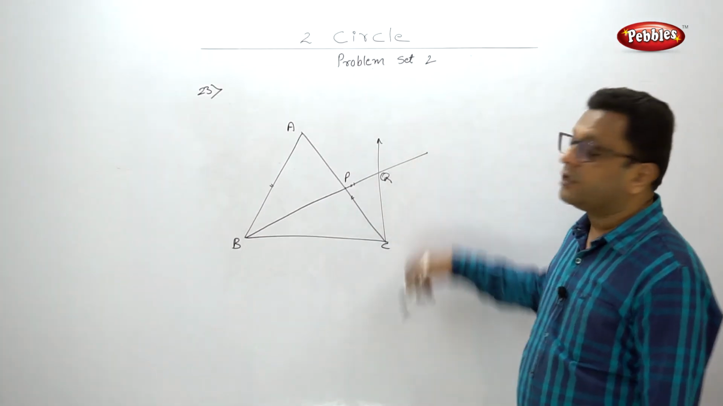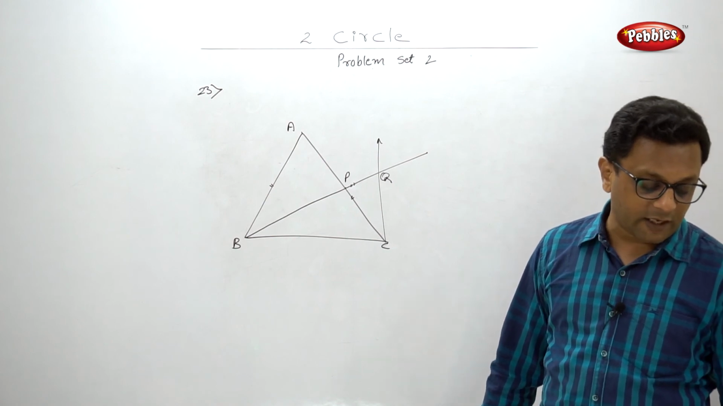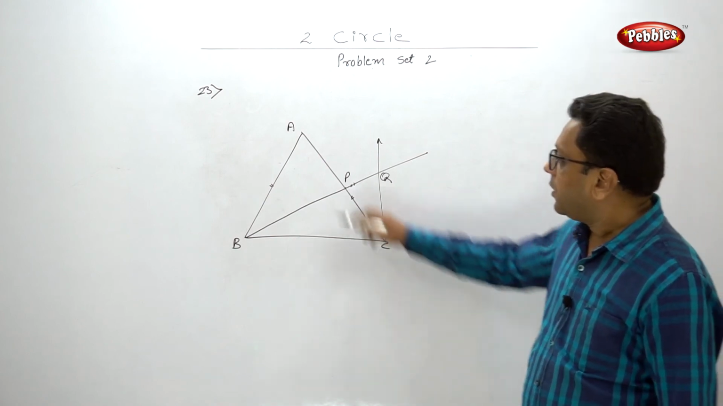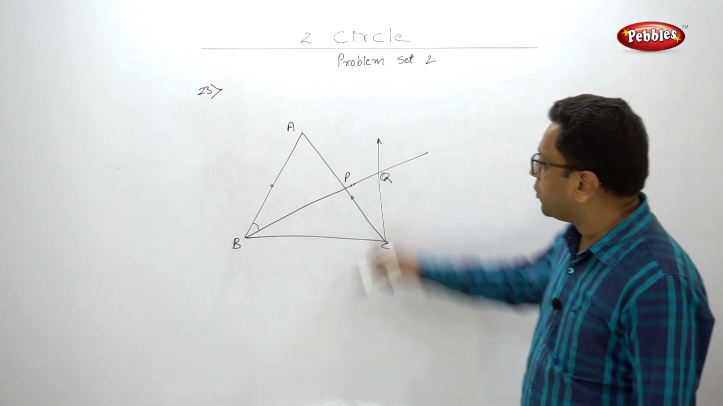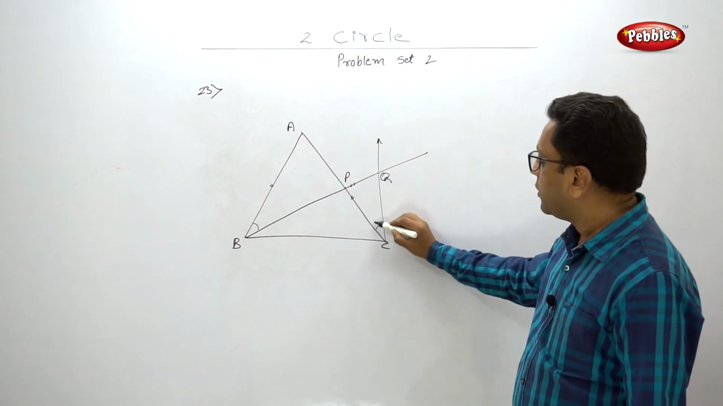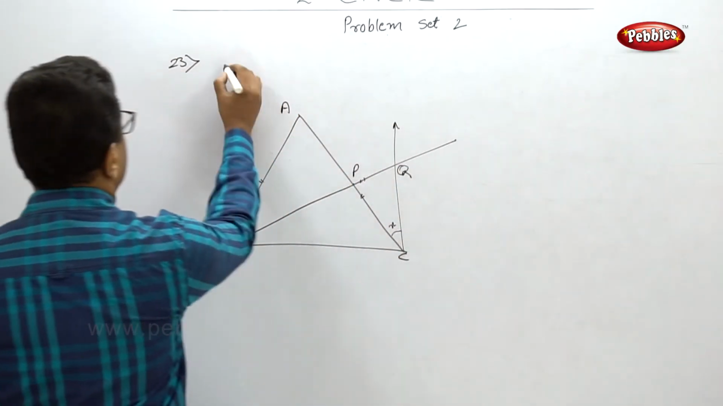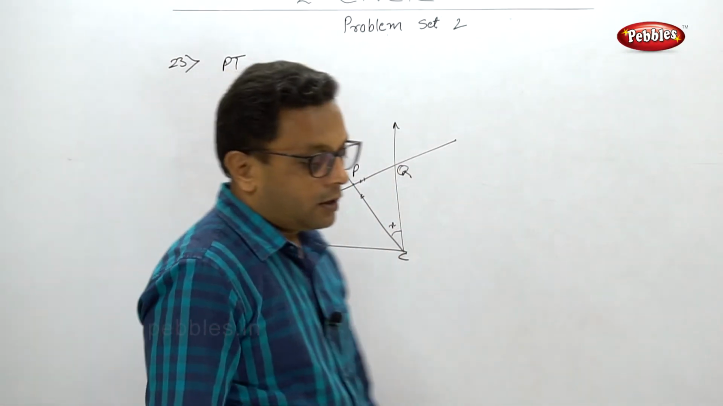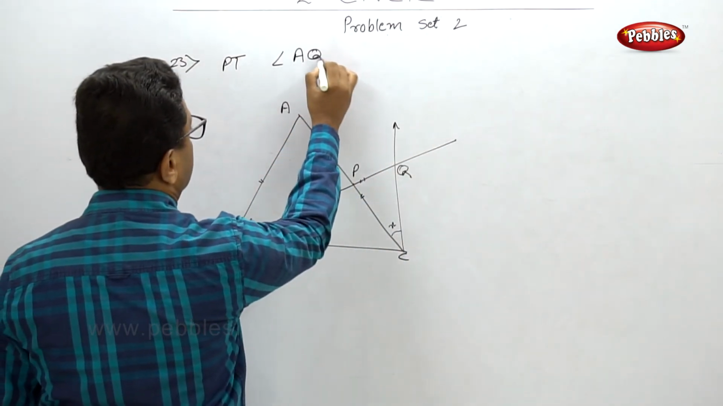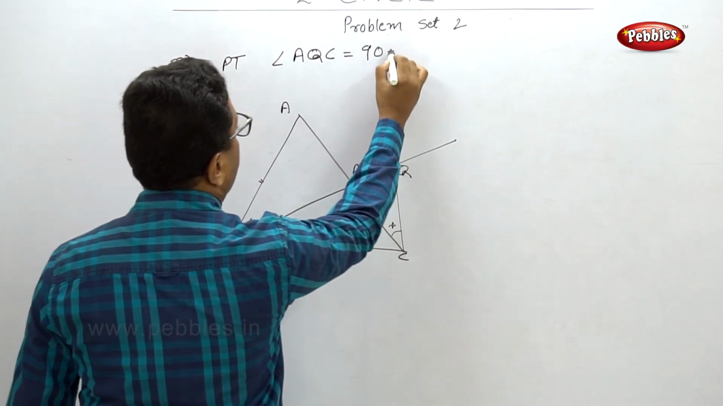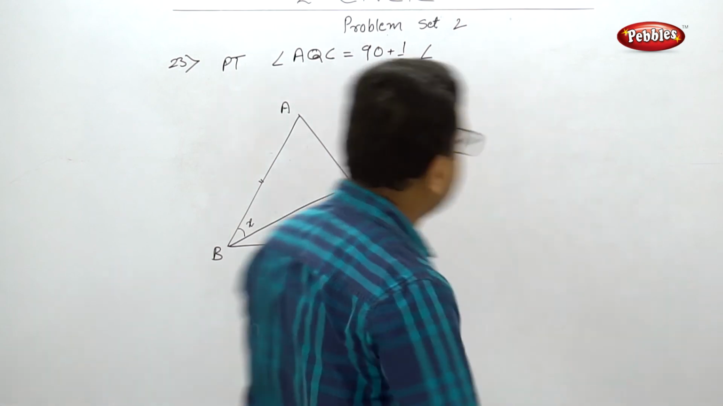Now this line CQ is drawn such that angle ABQ is equal to angle ACQ. This angle ABQ is equal to this angle ACQ. If this is X, this is also X. We have to prove that angle AQC is equal to 90 plus half of angle BAC.